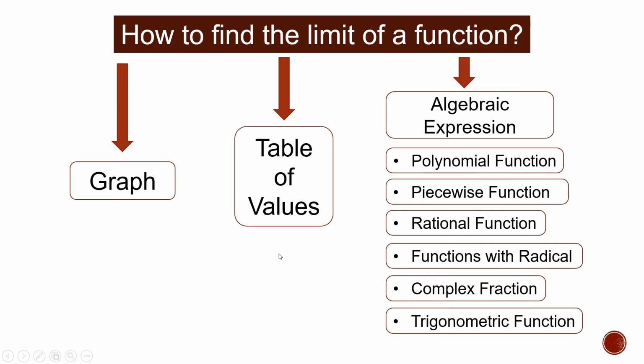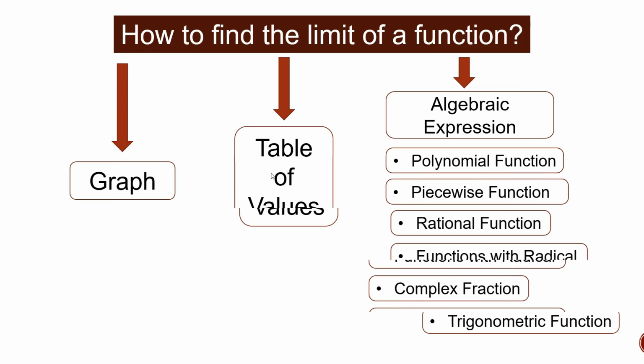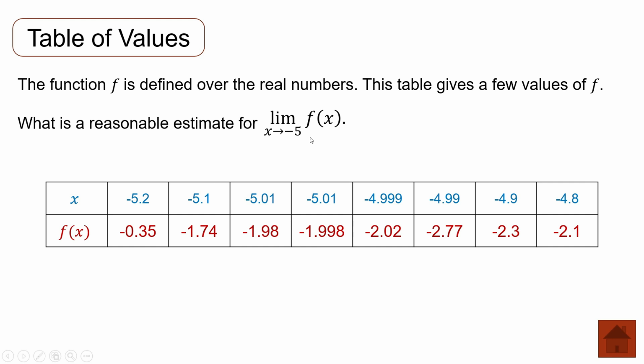What about if you are given a table of values? Here we need to find a reasonable estimate of the limit of this function as x approaches negative 5. The negative 5 is obviously right here in the middle. These are the values of x, the blue ones, and the values in red are the y values, f of x, the output. So the y values from the left side are approaching, what do you think? That's negative 1.998.